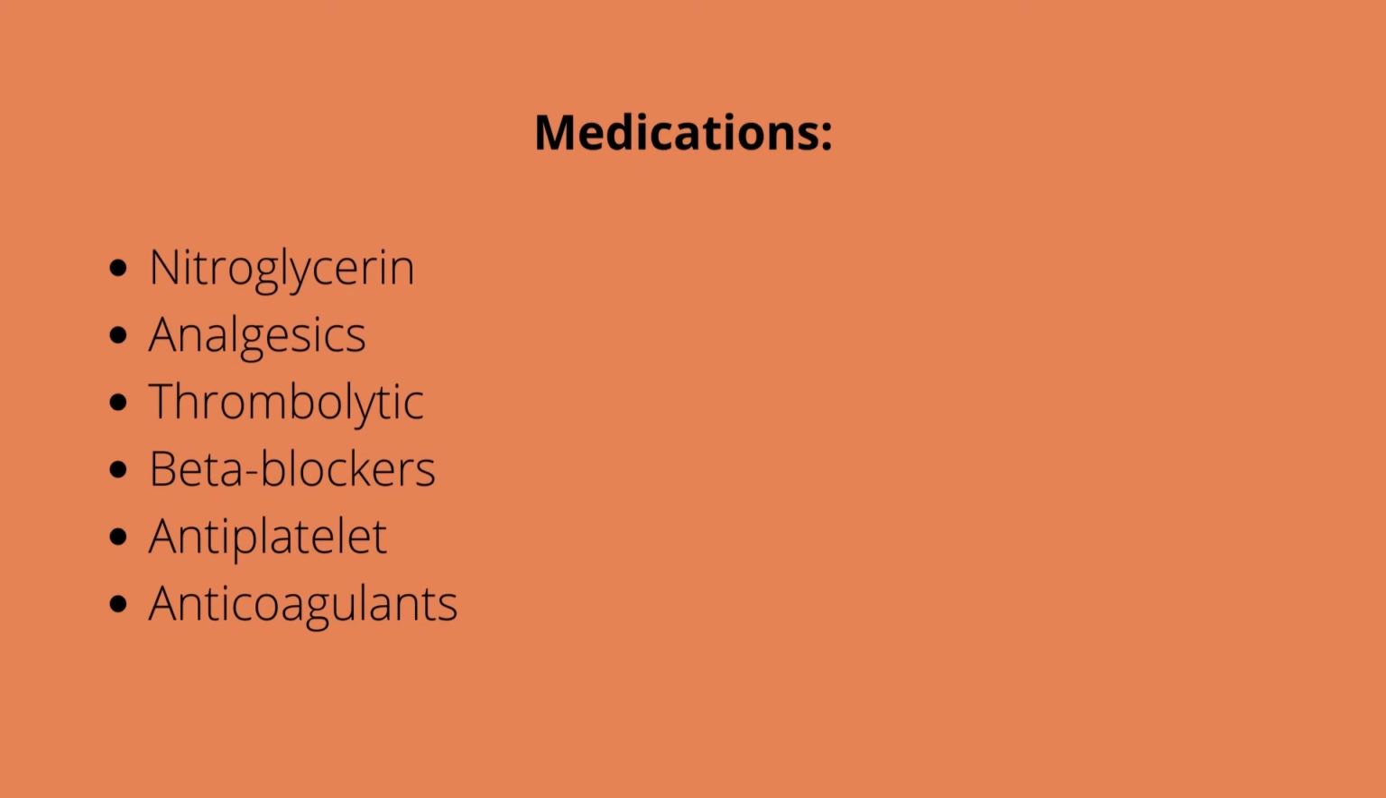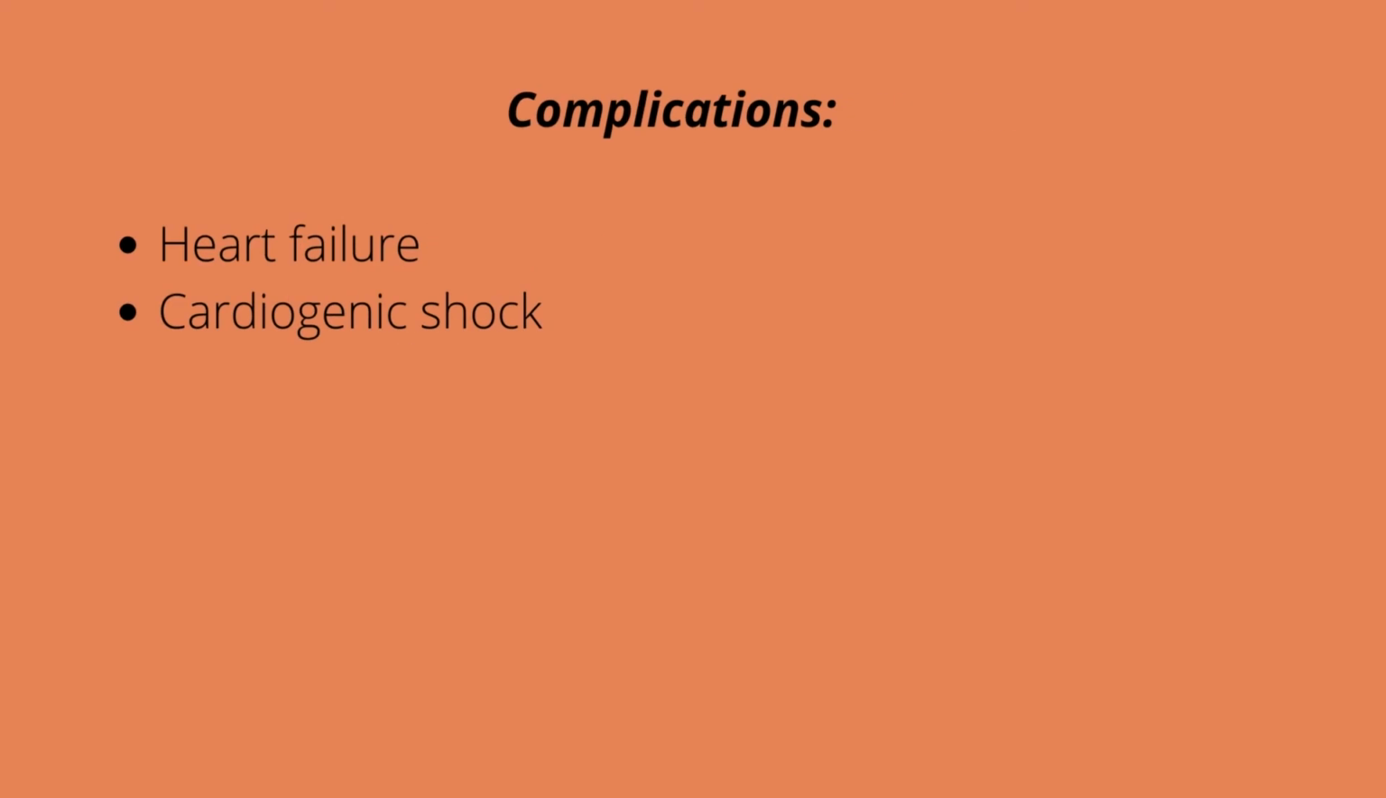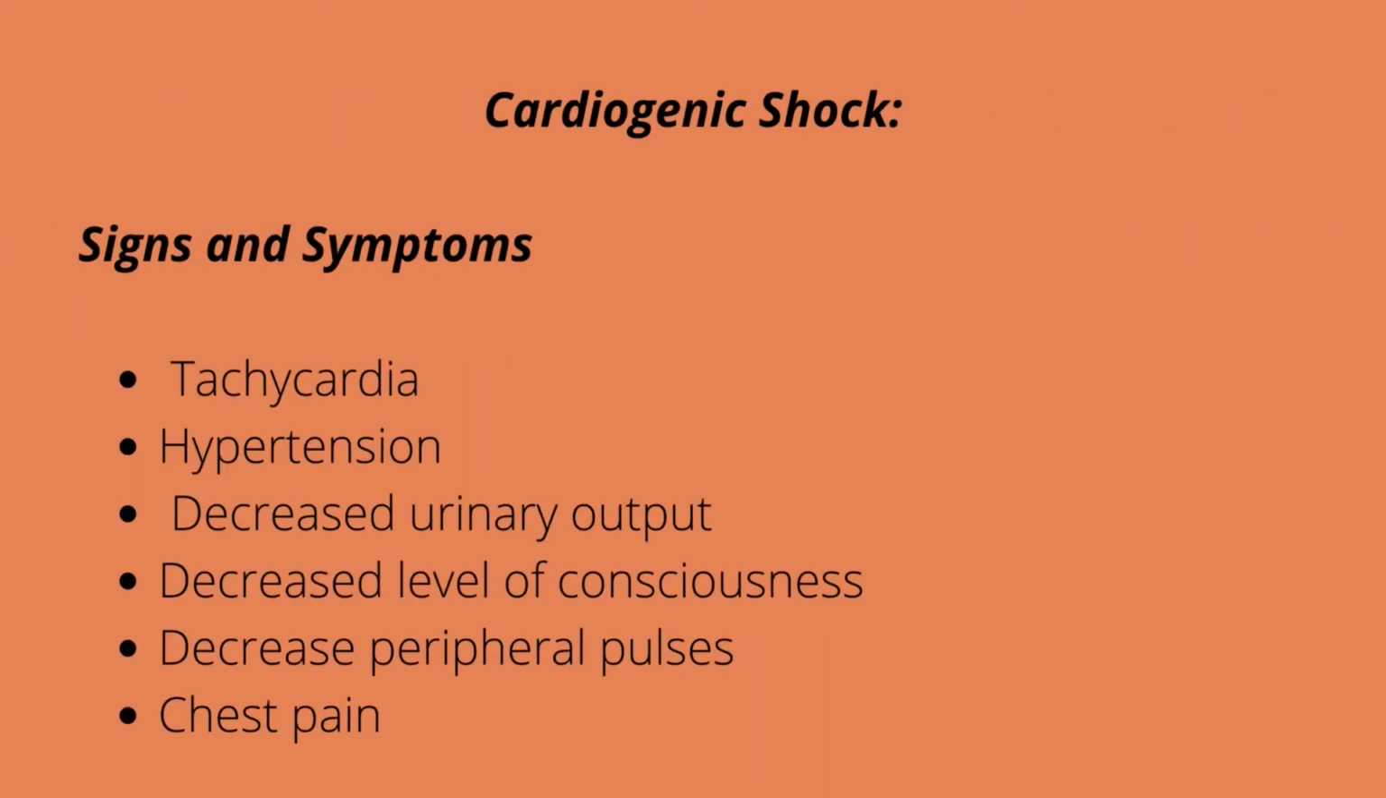What are the medications that we use to treat these patients? We'll have our nitroglycerin, analgesics, thrombolytic medication, beta blockers, antiplatelets, as well as anticoagulants, and some complications that can result from an MI involve heart failure and cardiogenic shock. Heart failure, why? Because wherever we have an MI, there's damage in that place and we can't get it back, right? Some signs and symptoms of cardiogenic shock include tachycardia, hypotension, decreased urinary output, decreased level of consciousness, as well as decreased peripheral pulses and chest pain.